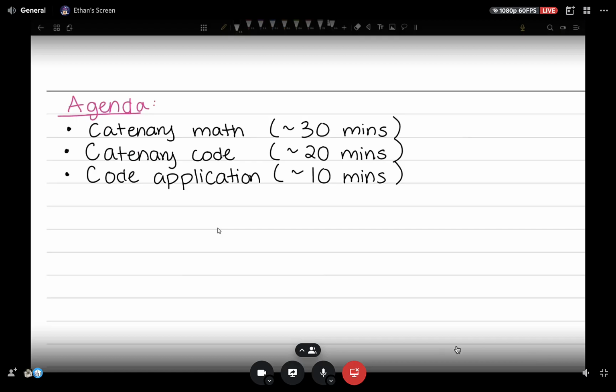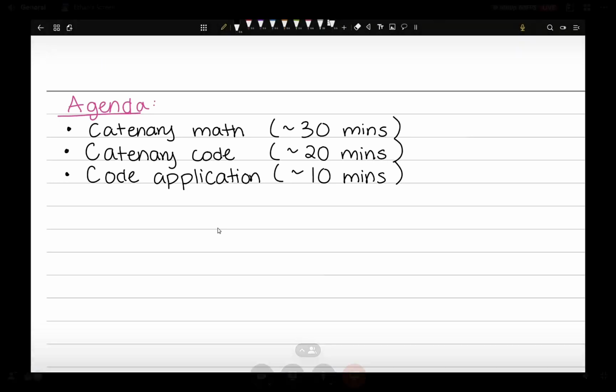Yeah, sure. Okay, so today's code session, we're talking about catenaries. We'll get into it, but for the first 3 minutes or so, we'll be talking about some math, and then we'll code up that math for about 20 minutes, and then we'll do an application.